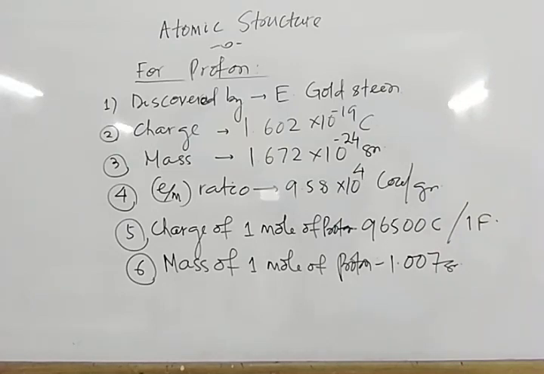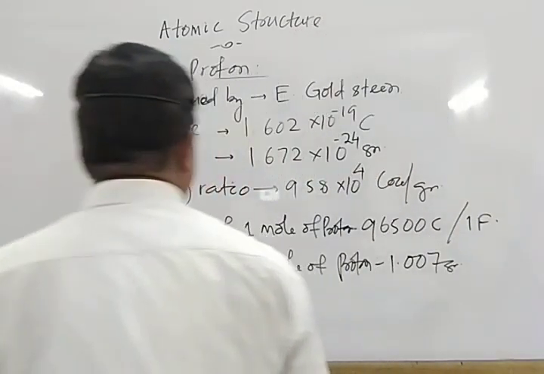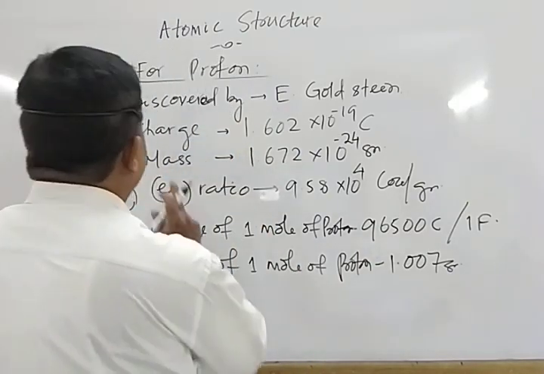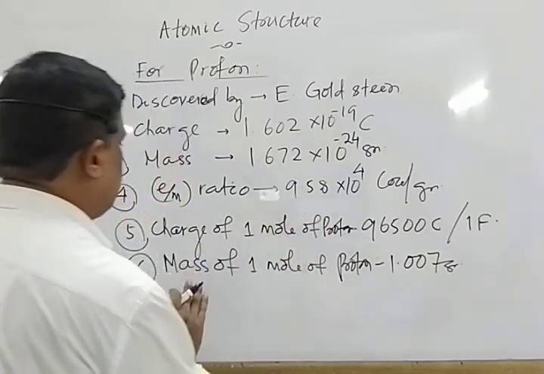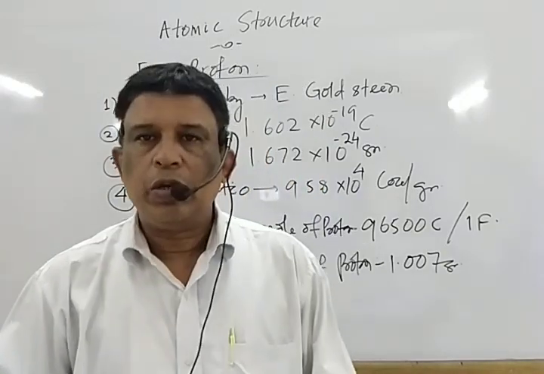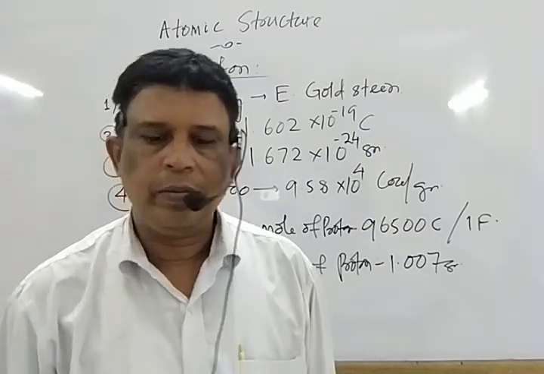It is a little idea about the proton, discovered by E. Goldstein: charge of proton, mass of proton, charge by mass ratio of proton, charge on 1 mole of proton, mass of 1 mole of proton. Then switch over to the third subatomic particle, that is neutron.